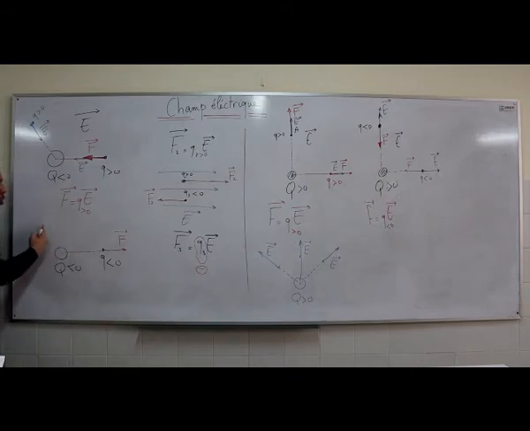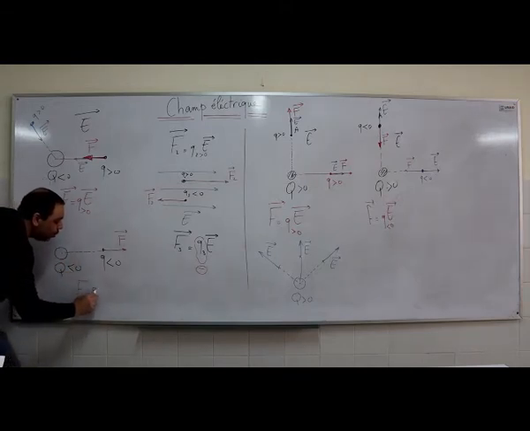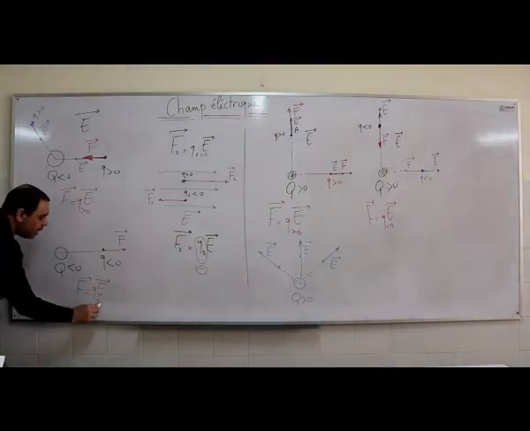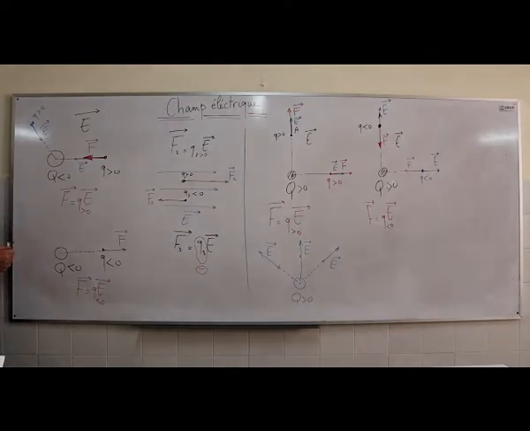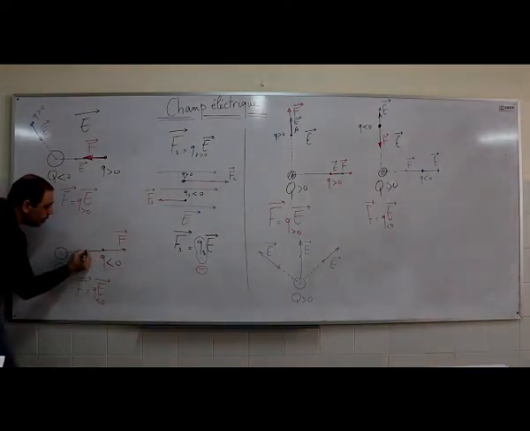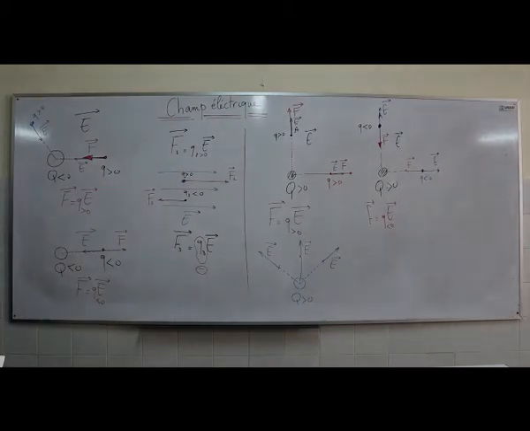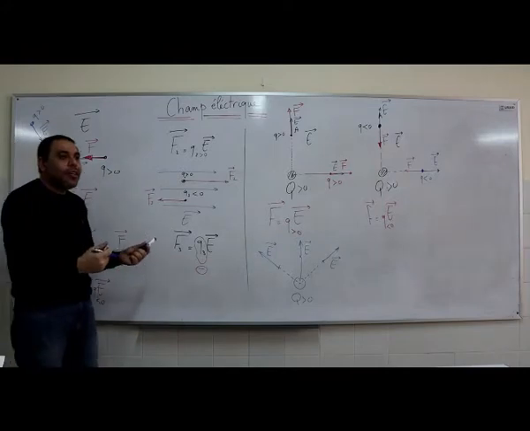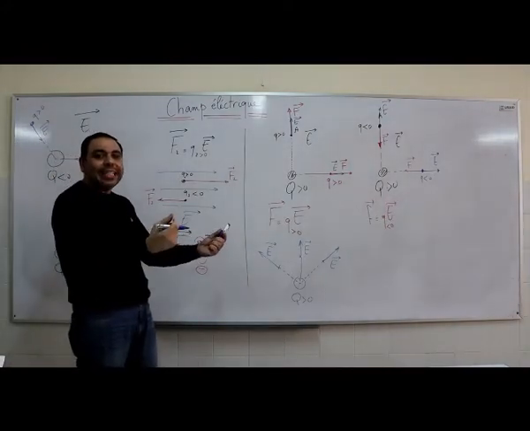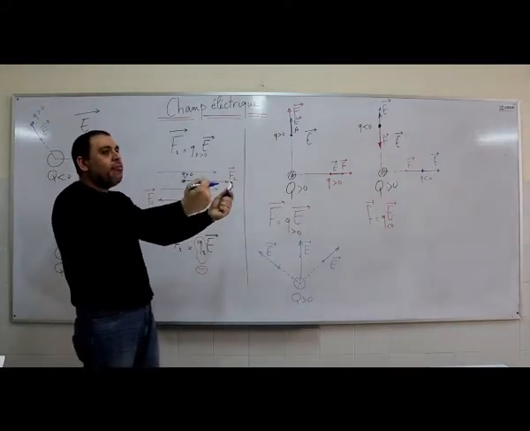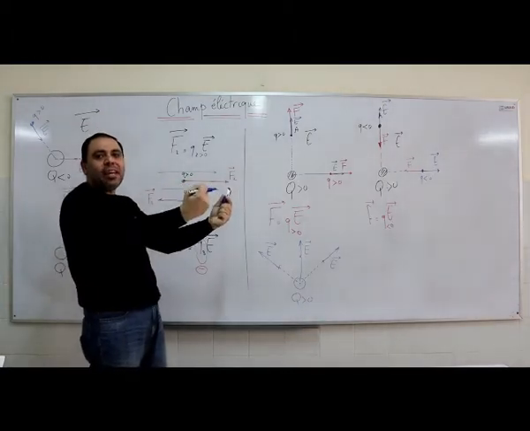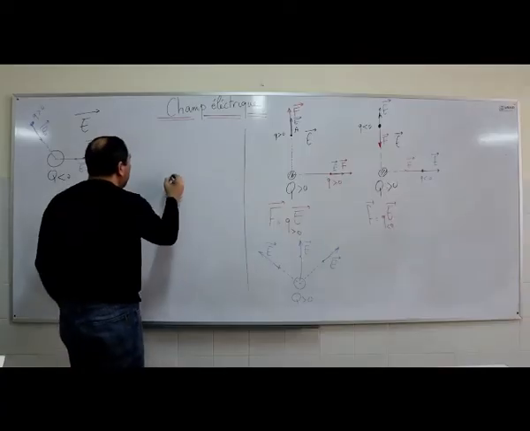Now, since small q is found in the electric field of the big charge Q, it is subjected to an electric force F given by q times E. But q is negative, and as a result, F and E will have opposite directions. What do we notice? We notice that the charge Q, which is negative, creates in its vicinity an electric field that is directed radially inwards, that is directed towards it.